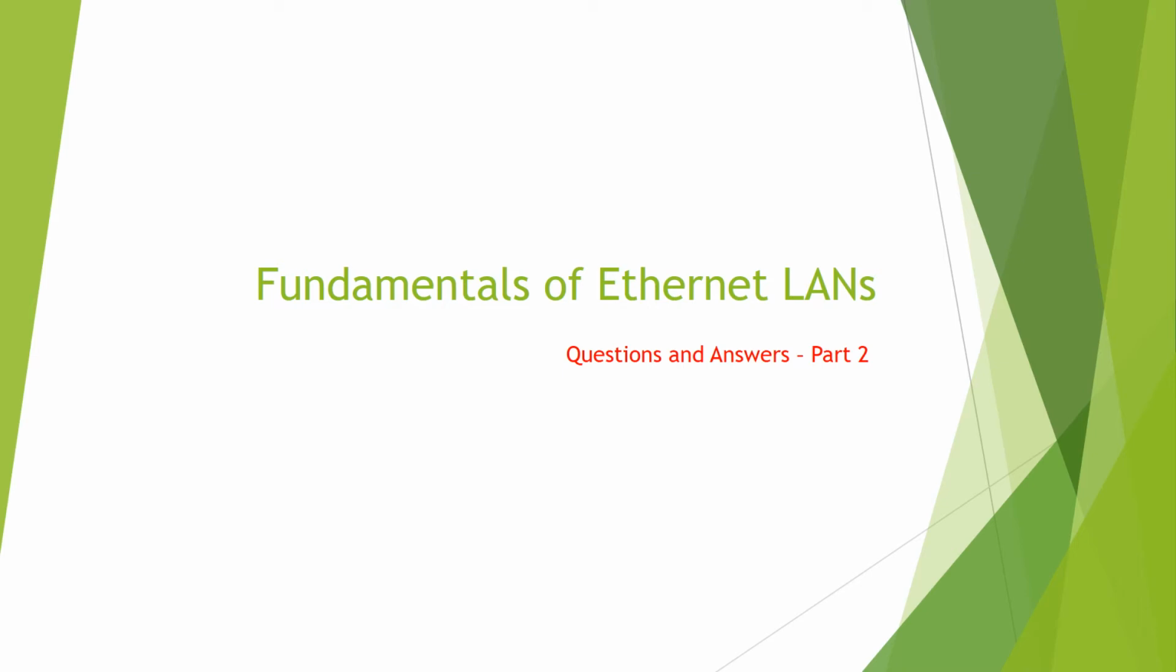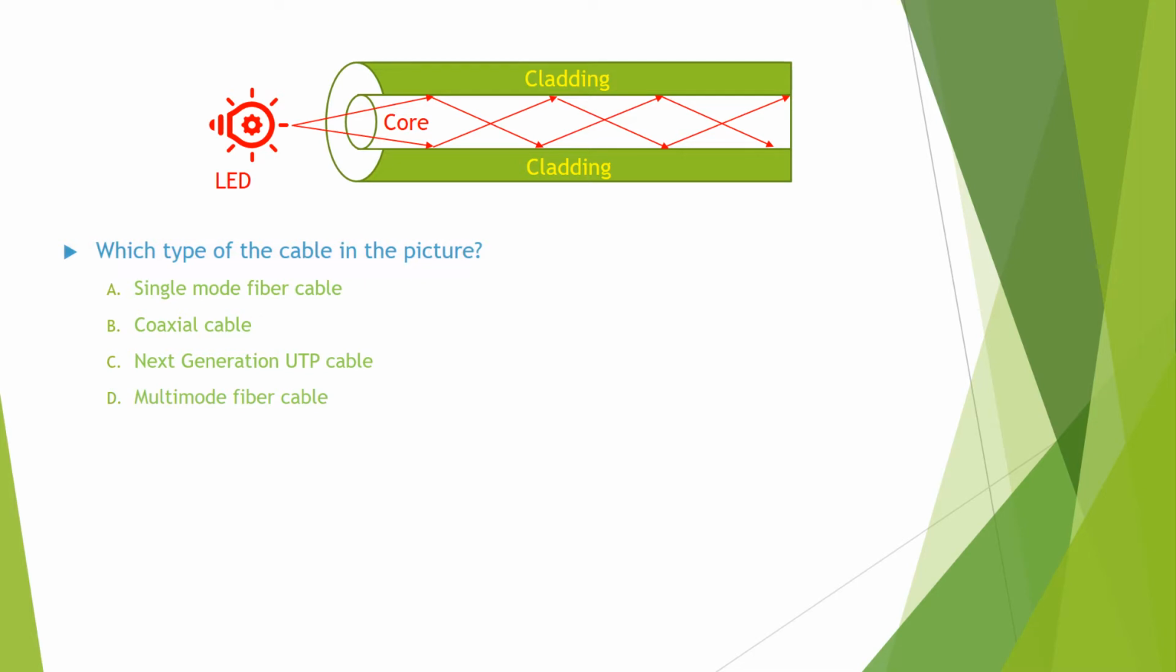Let's review the fundamentals of Ethernet LANs with questions and answers part 2. Which type of the cable in the picture? Single mode fiber cable, coaxial cable, next generation UTP cable, multimode fiber cable.